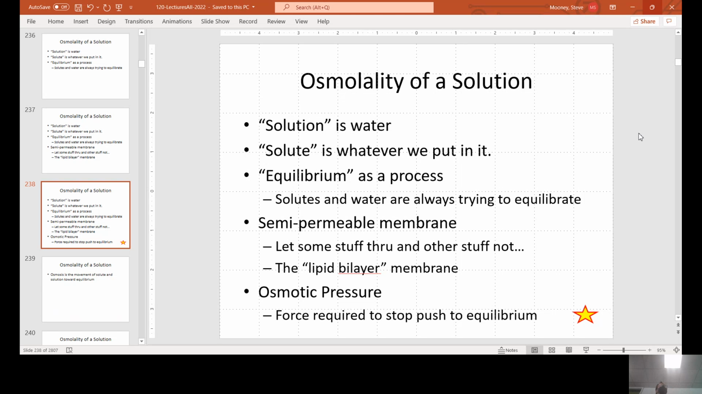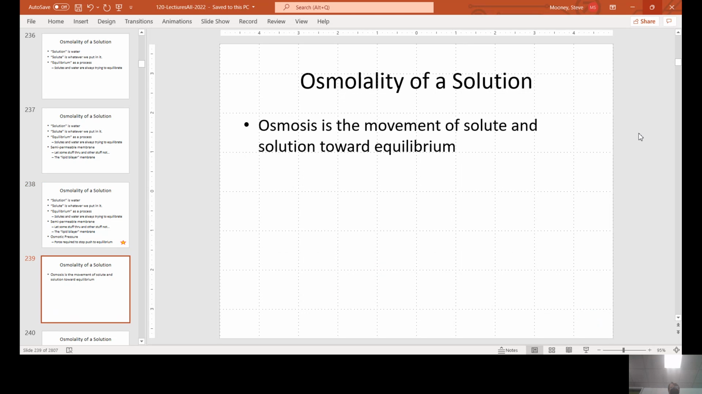Any questions on the definitions? Everybody got the part so far? So osmolality: the movement of solute and solution toward equilibrium.